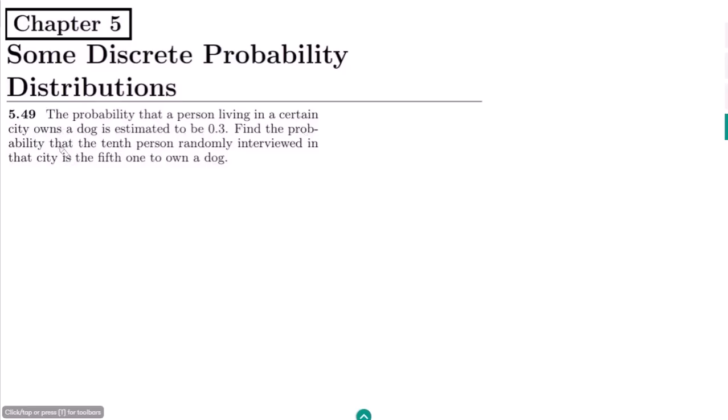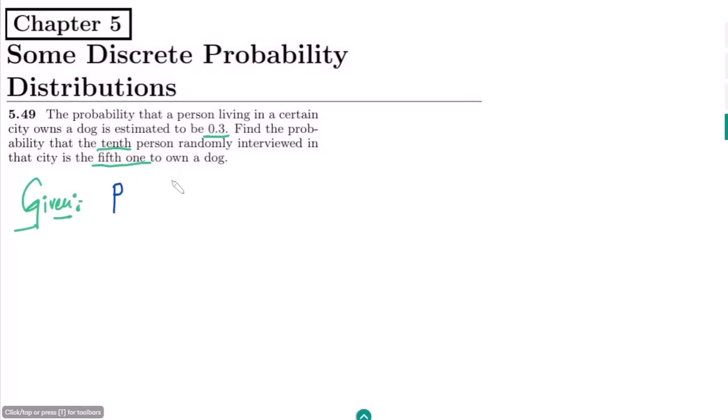This is question 5.49 and the statement of this question is: the probability that a person living in a certain city owns a dog is estimated to be 0.3. So the probability given here is 0.3. Find the probability that the 10th person randomly interviewed in that city is the 5th one to own a dog. In the given data, the probability that a person owns a dog is 0.3, and we have to find the probability that the 10th person randomly interviewed is the 5th one to own a dog.